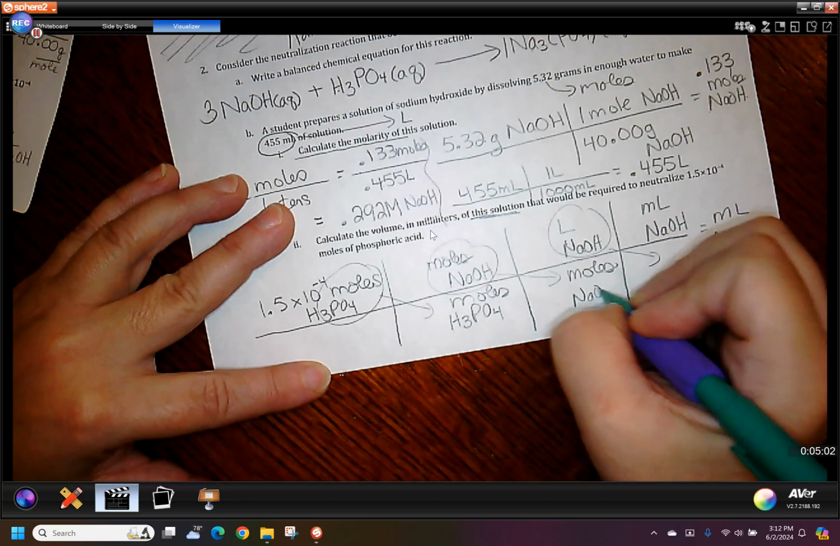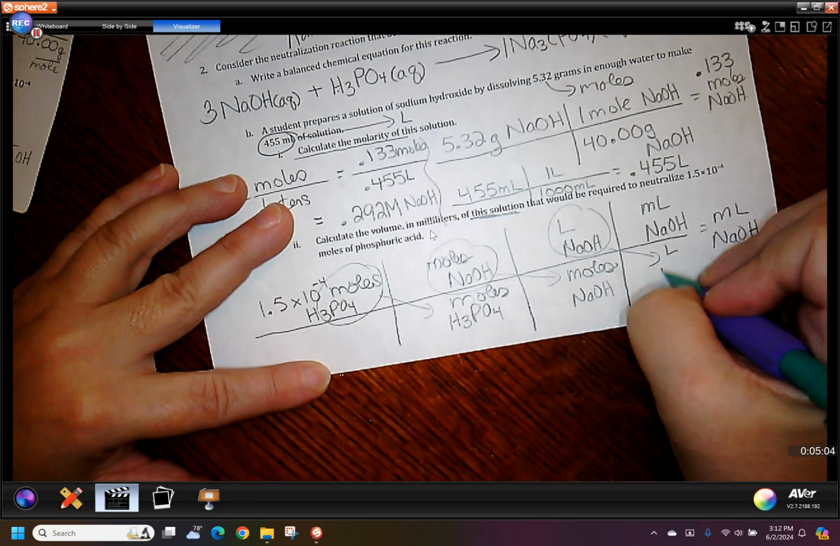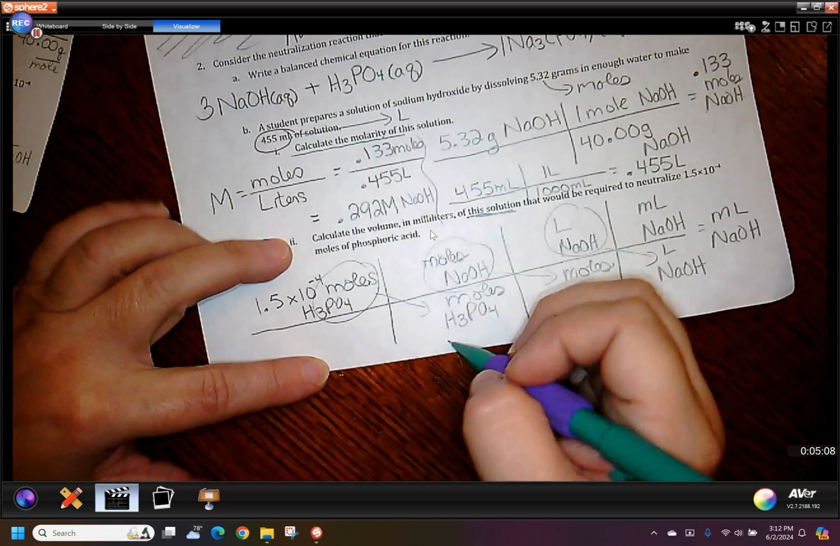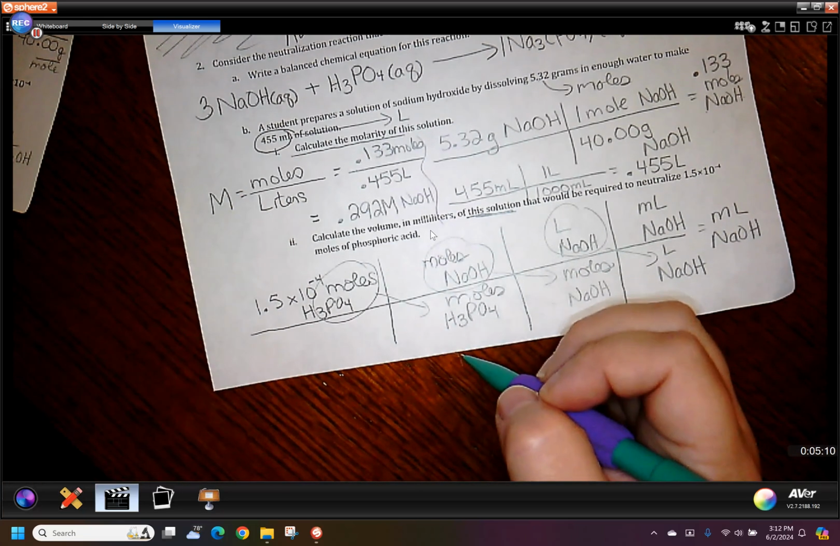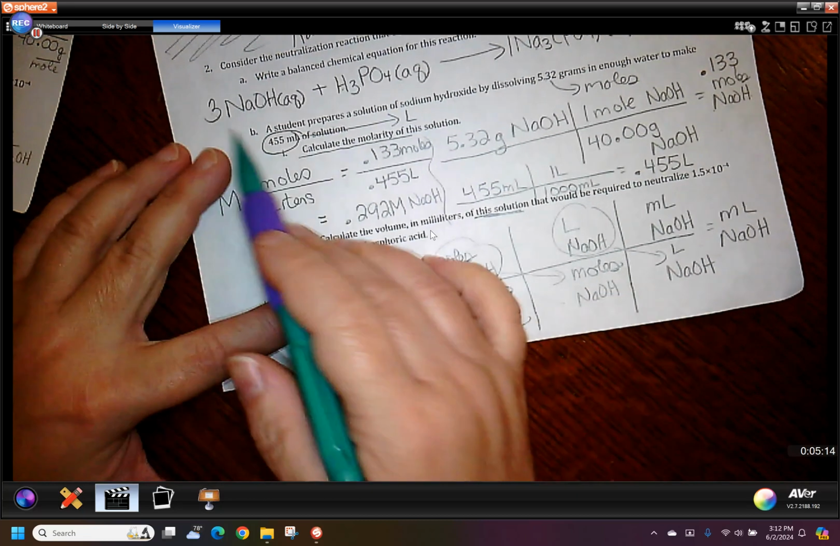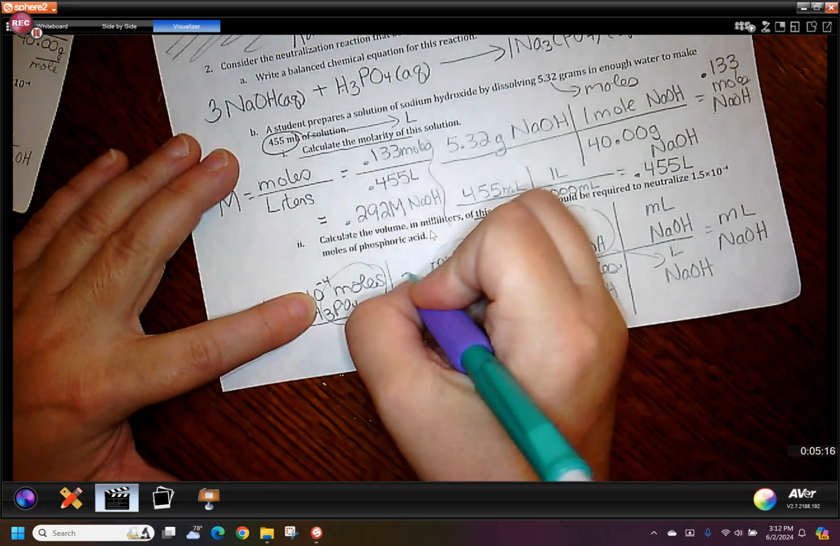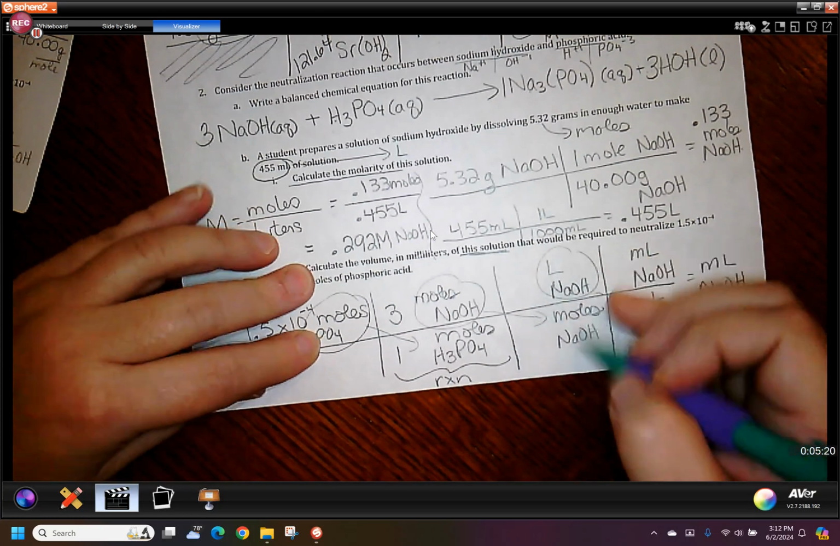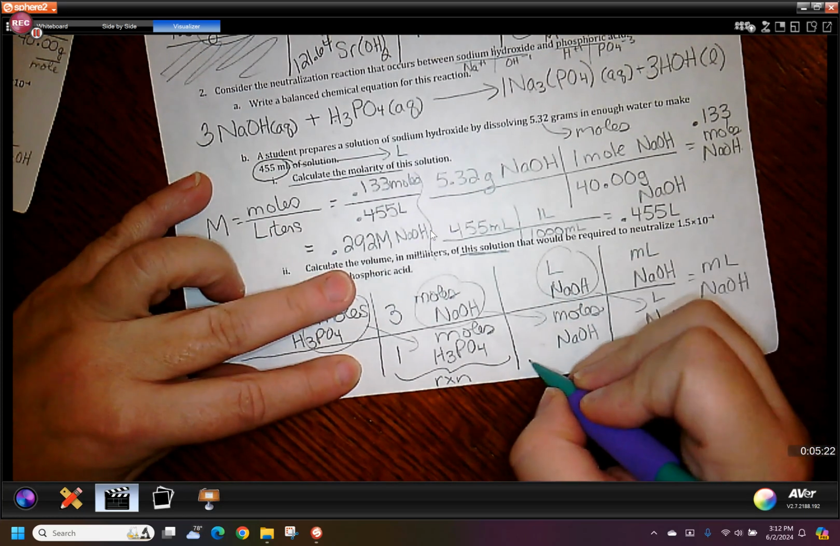because I've got duplicates of all of these words. I need to make sure I'm getting them from the right location. Moles to moles. Think for a second, where is that? That should come from the reaction. So in front of sodium hydroxide is a 3. In front of phosphoric acid is a 1. Moles and liters. That's molarity.